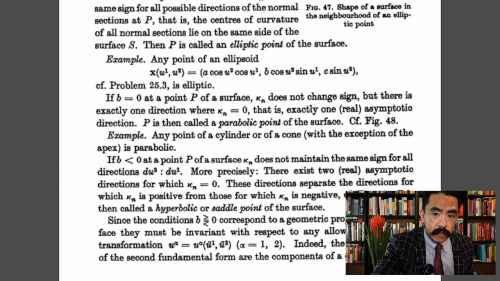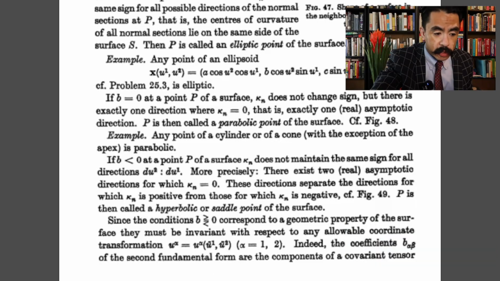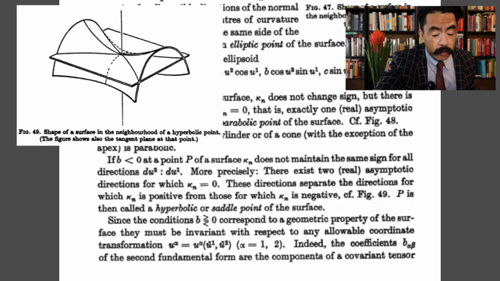If b is less than 0 at a point P of a surface, κ_n does not maintain the same sign for all directions du2 to du1. More precisely, there exist two real asymptotic directions for which κ_n equals 0. These directions separate the directions for which κ_n is positive from those for which κ_n is negative. See figure 49. P is then called a hyperbolic or a saddle point of the surface.